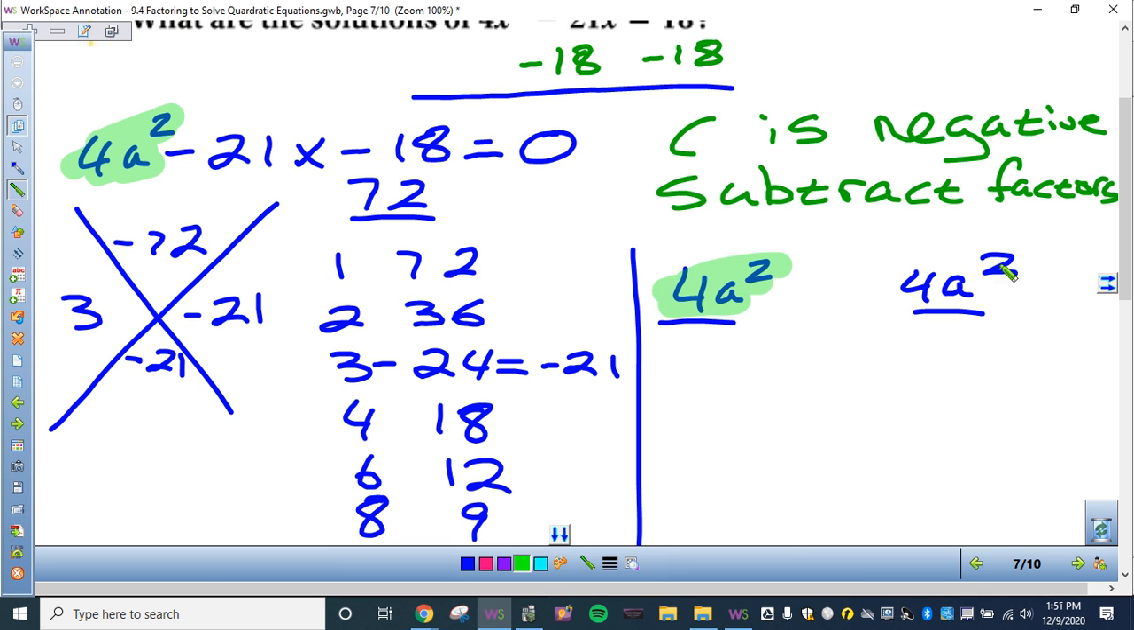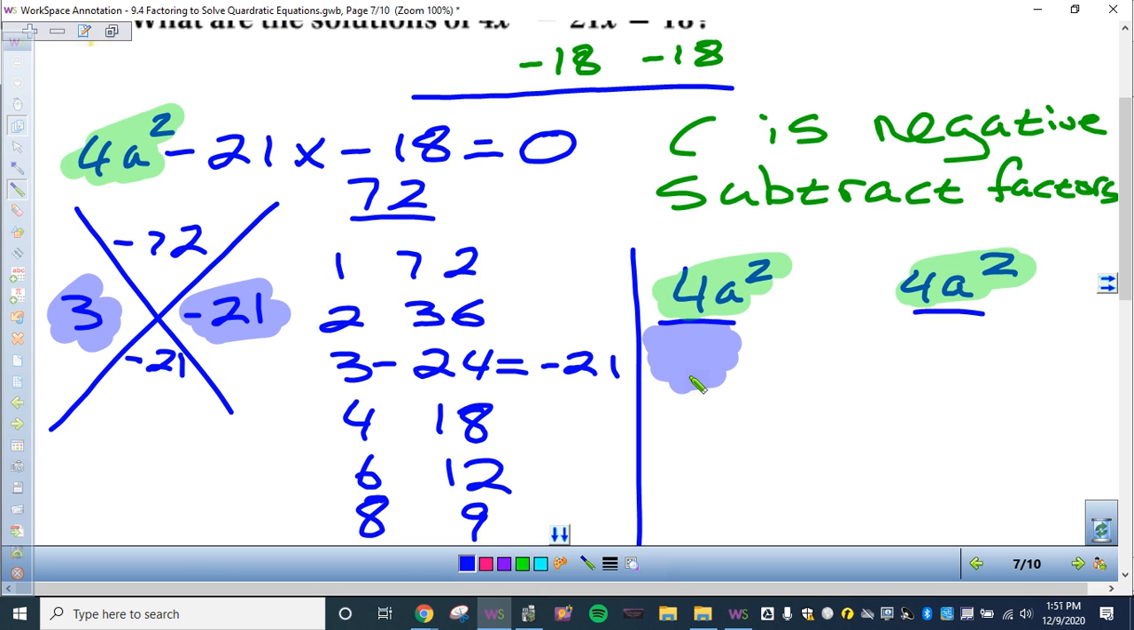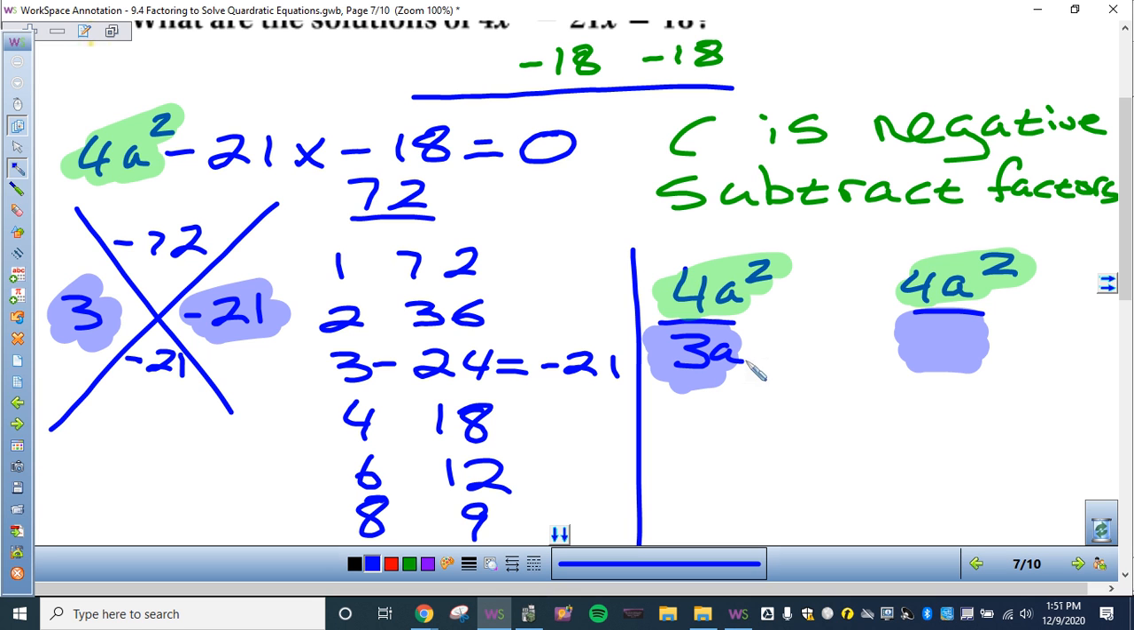I always like doing the highlight thing. Just makes it more clear to everyone. And then from the side of the cross, the 3 and the negative 21 go down here and down there. And then you just got to reduce. This should be 24 though, not 21.